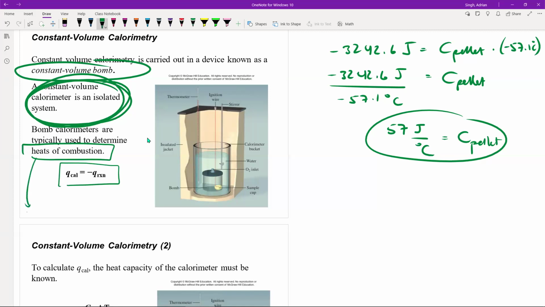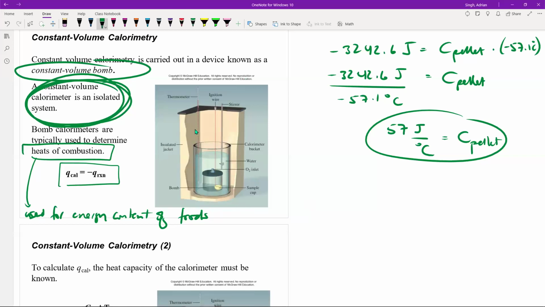This technique is often used for determining the energy content of foods or consumable items. If you ever look at the nutrition label on anything that you eat or drink, there's usually a label that tells you what the energy content is in calories. How do they actually determine that? Well, they use a constant volume bomb calorimeter. It's an isolated system.